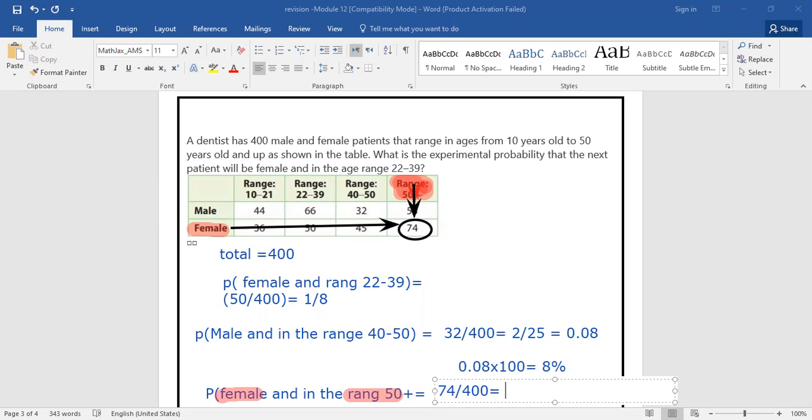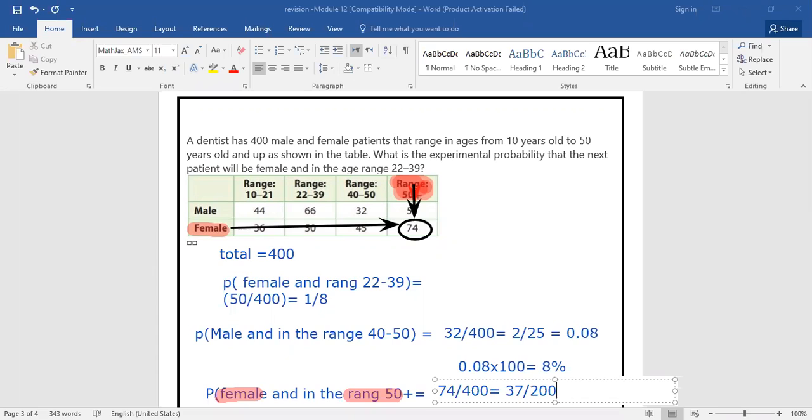I'm waiting for your answer. How many? I'm calculating it. Type, okay. And if anyone can help us, then he will bring you his calculator. 74 over 400. It will be 37 over 200.